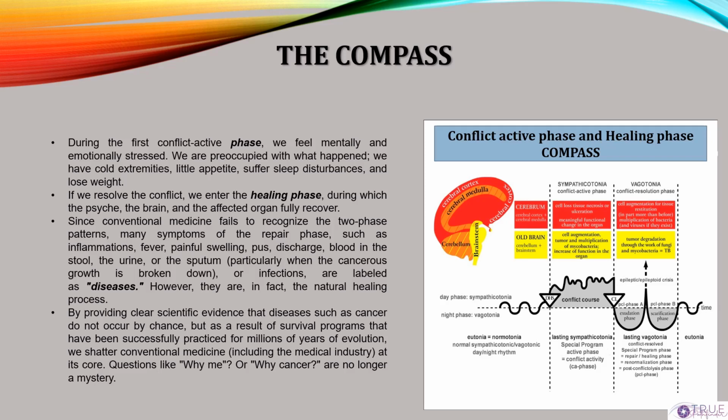Since conventional medicine fails to recognize the two-phase pattern, many symptoms of the repair phase, such as inflammations, fever, painful swelling, pus discharge, blood in the stool and the urine or the sputum, or infections, are often labeled as diseases. However, they are in fact very often natural healing processes of your body. By providing clear scientific evidence that diseases such as cancer do not occur by chance, but as a result of survival programs that have been successfully practiced for millions of years of evolution, we can shatter the dogma of conventional medicine at its core. Questions like, why me? Why did I get a cancer? Become no longer a mystery thereby.